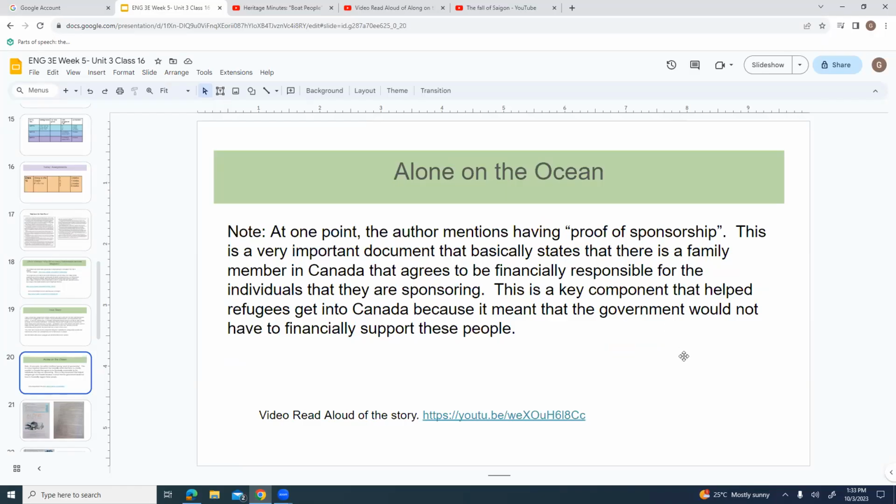So we're gonna hear the story next. At one point, the author mentioned something called a proof of sponsorship. And I want to make sure that you understood what she means when she says that. This is a very important document, okay? If you're an immigrant, it basically states that you have family in Canada and that they are agreeing to be financially responsible for you. This is a really key component that helps some refugees get into Canada, because it means that the government is not going to have to financially support these people. So it opens a door that otherwise would not be open. Okay.